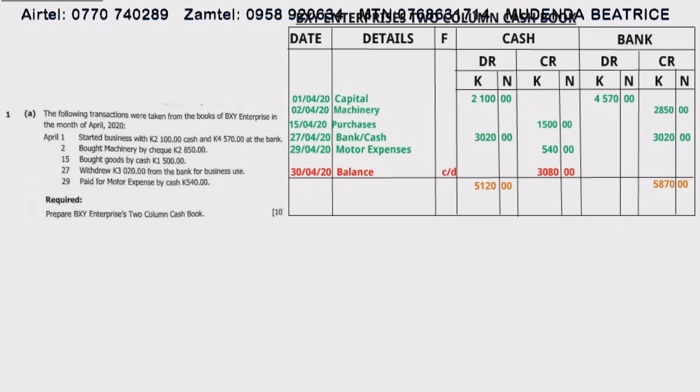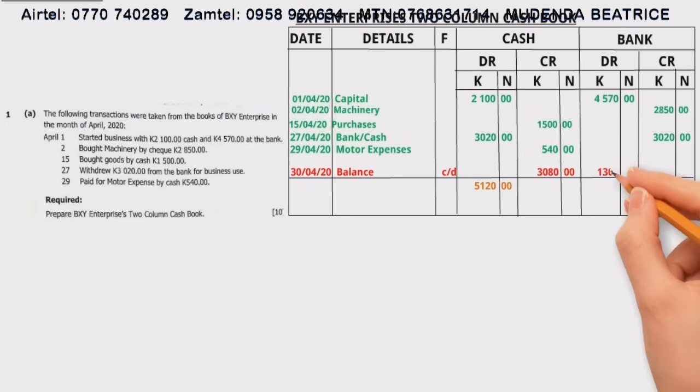That is the balance carried down under the cash column. Then when we come to the bank column and find the difference, when we punch in 5,870 kwacha minus 4,570, we remain with 1,300.